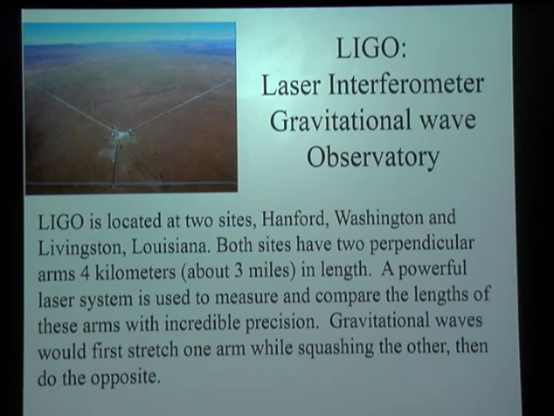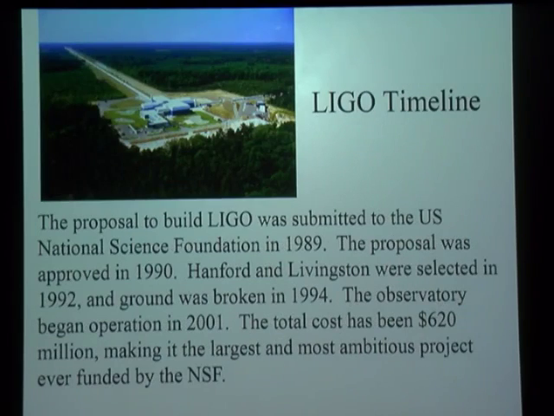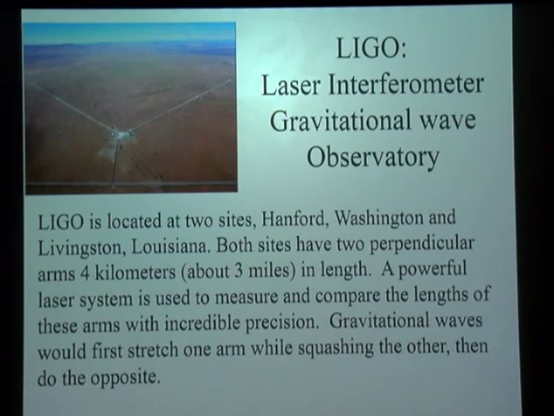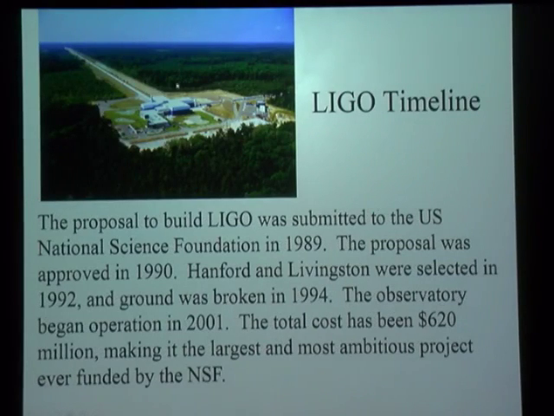There are 2 sites, Hanford, Washington, and Livingston, Louisiana. Both sites have these 2 big long arms that are 4 kilometers, about 3 miles long. And then there's this big powerful laser system that bounces this way and bounces that way and then compares the 2 distances, and can detect that tiny, tiny stretch or squash in the lengths of these arms. So this one's the Hanford site. You can tell by the lovely arid eastern Washington setting there. And then here's the Livingston site. Okay, Louisiana, you see all the trees and stuff going along there.